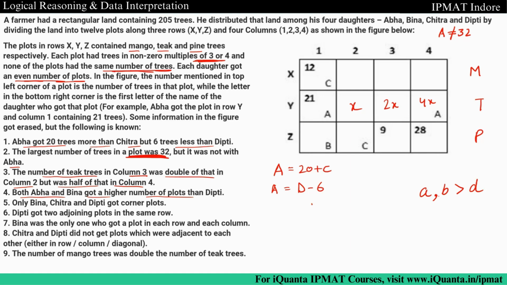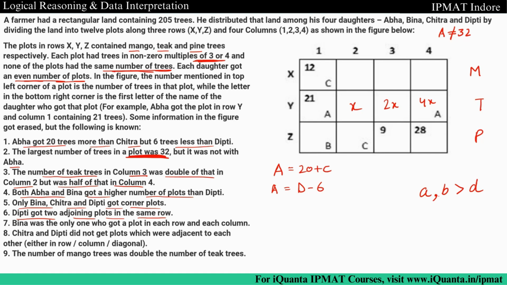The capital letters will denote the number of trees, and small letters will denote the number of plots with them. After that, only Beena, Chitra and Dipti got corner plots. So this should also be taken care of while we assign plots to them. Dipti got 2 adjoining plots in the same row. So in the same row adjacent to each other, we'll give Dipti 2 plots. We're not sure whether it'll be row X, Y or Z.